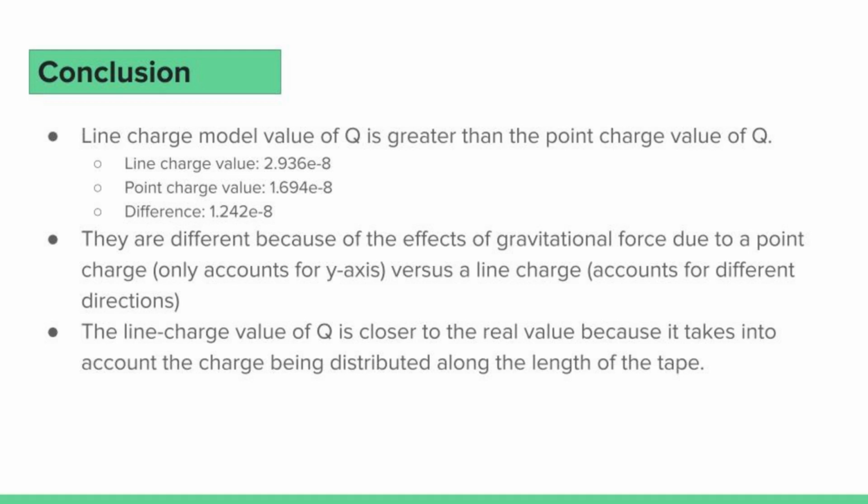The two values for the charge Q are different because the effects of the gravitational force are different when considering a point charge versus a line charge. A point charge just has to worry about the y direction, while line charges consider locations that are not directly above the center of the bottom tape. The line charge value of Q is closer to the real value because it takes into account the charge being distributed along the length of the tape, which is the more realistic situation than the charge being at one location on the piece of tape.